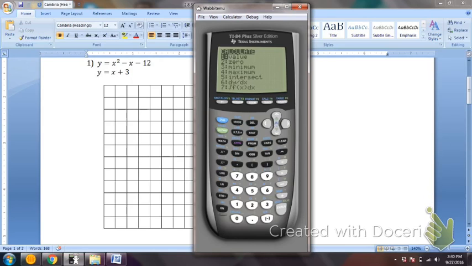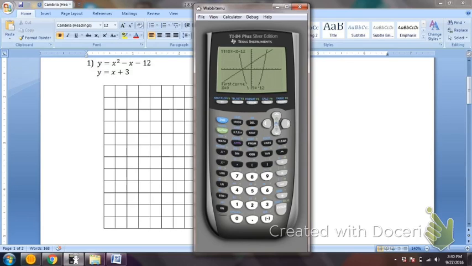Okay, we want to check the intersection. So you can either arrow down to number 5 or you can just hit 5. If you just hit the 5 key, it'll take you back to your graph. Please go one step at a time with me. And now you have this Y at the top. It has the equation at the top. It has first curve at the bottom. Everyone there? Okay. Let me explain this process to you before you hit anything on your calculator.